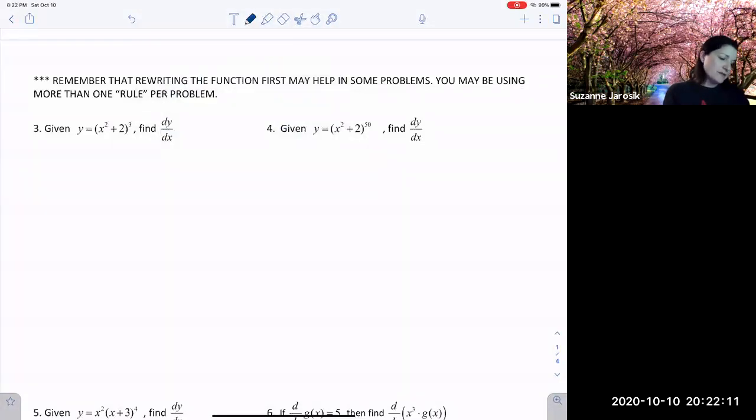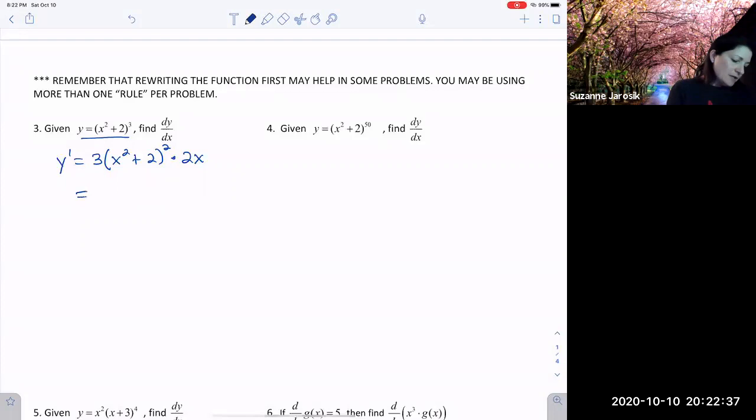All right, so let's try this. So right here, we've got power with chain. Okay, so we start with, this one looks relatively straightforward. Power rule comes first, 3 times x squared plus 2. Take 1 away, it's 2, okay, times 2x, derivative of the inside. Okay. It can be simplified as 6x times (x squared plus 2) squared.